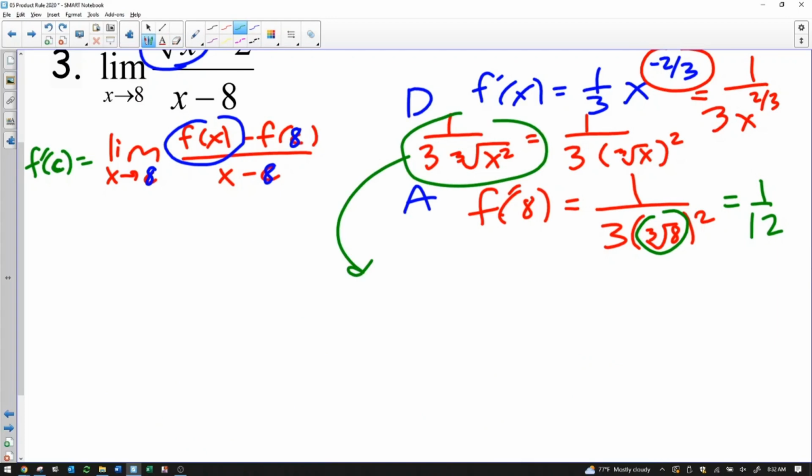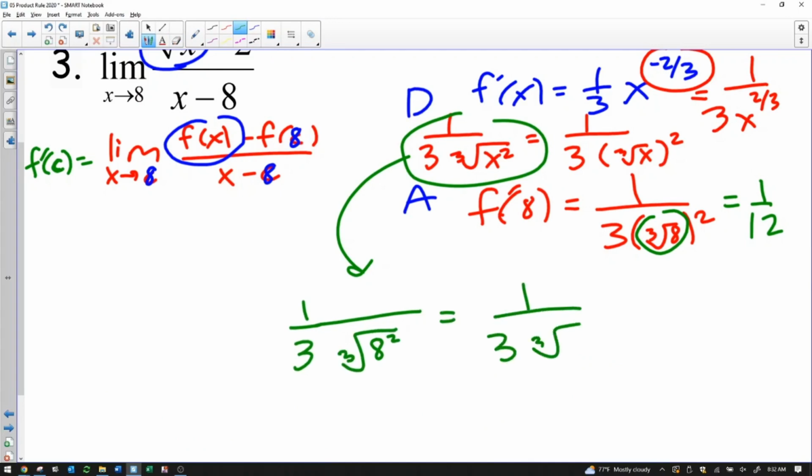Let me pull this down. This would have been 1/3 times 8 squared, so this would have been 8 squared, the cube root of that. What's 8 squared, guys? 64. Does anybody know what the cube root of 64 is? 4. So you also get 1/12. Just to show you that these things really are the same. Do you feel like you could do that on your own? Okay.